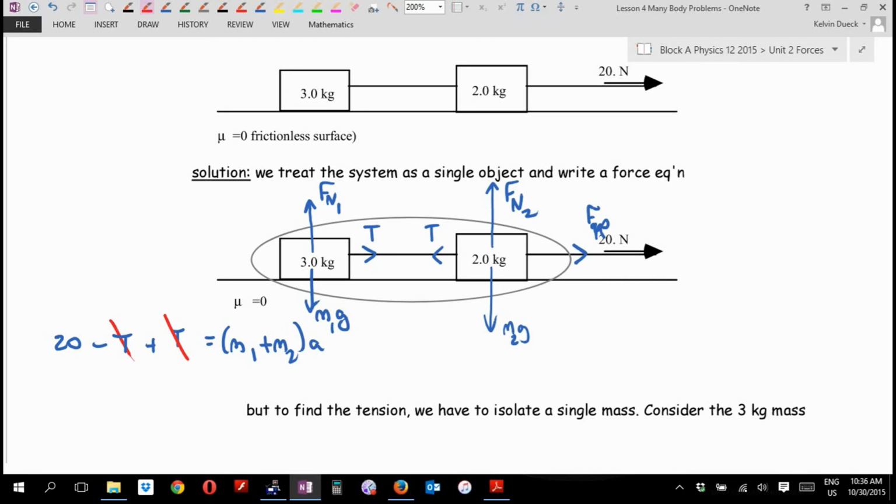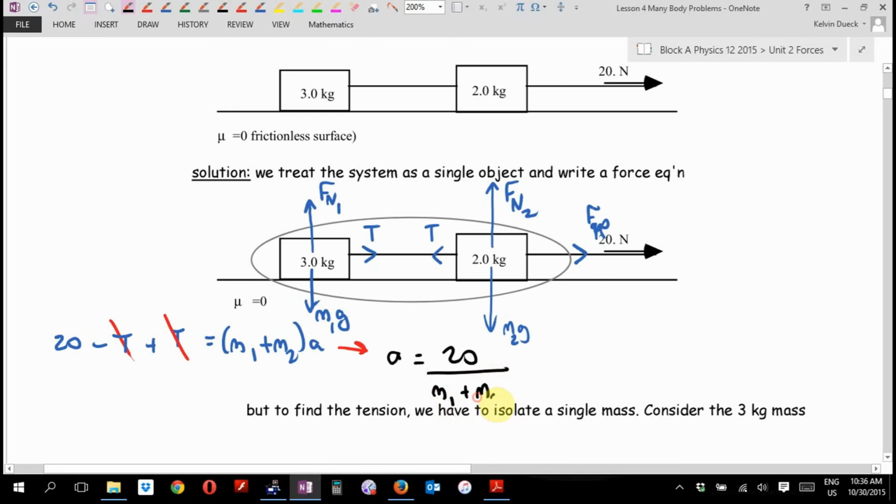What did they want me to find first? I've scrolled down, but what does it say in the question? Find what? Read, please. What does it say in the question? How would I get the A by itself? Divide by both masses. Divide by the bracket. After all that setup, we actually get a really nice equation. We're going to get A equals 20 divided by M1 plus M2. 20 divided by 3 plus 2.